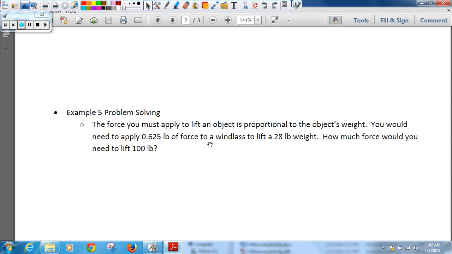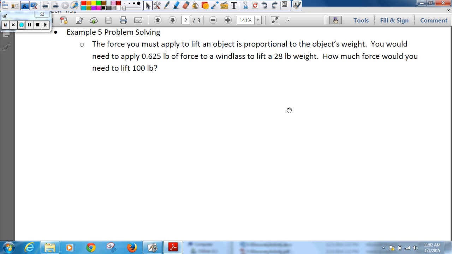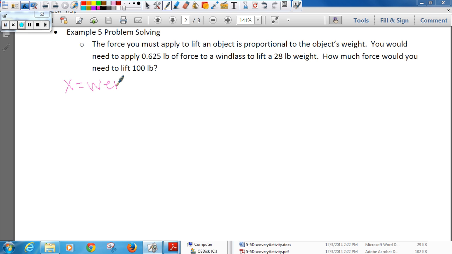On our last example here, it says the force you must apply to lift an object is proportional to the object's weight. You would need to apply 0.625 pounds of force to a windlass to lift a 28-pound weight. How much force would you need to lift 100 pounds? Well, I'm going to say x is my weight, and y is going to be my force.